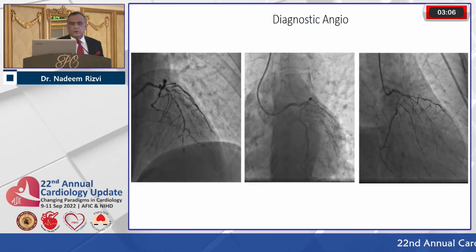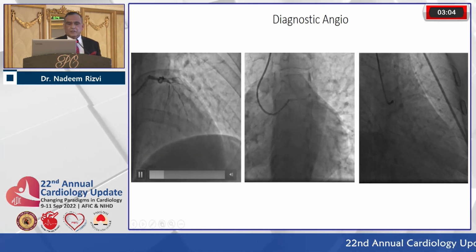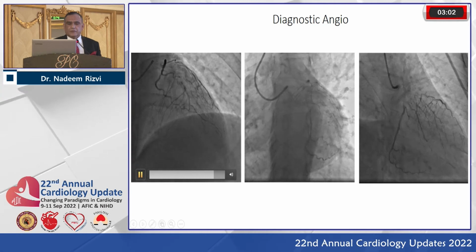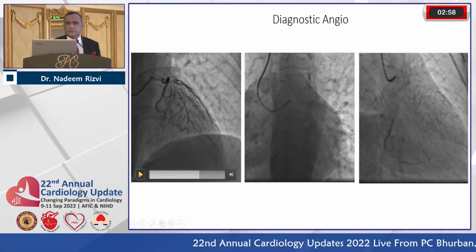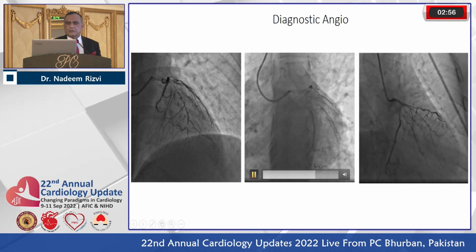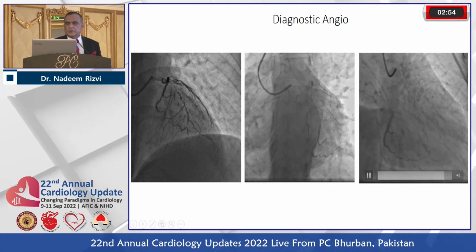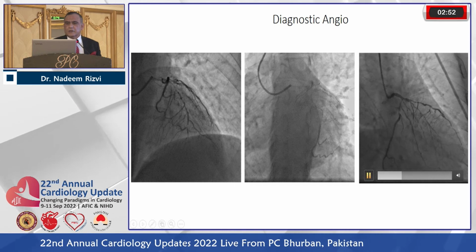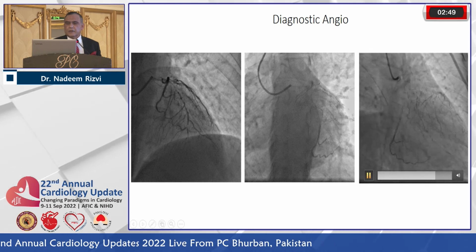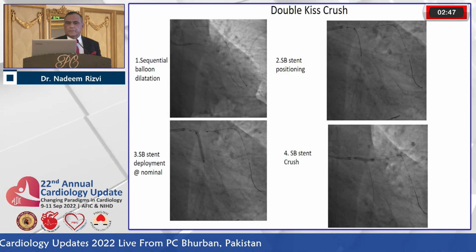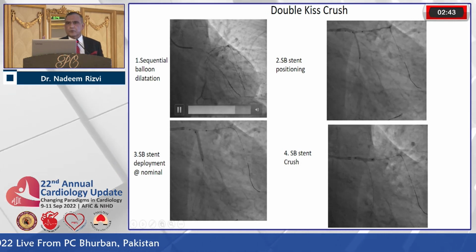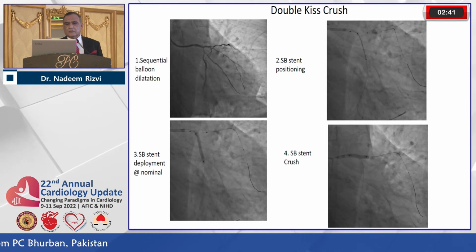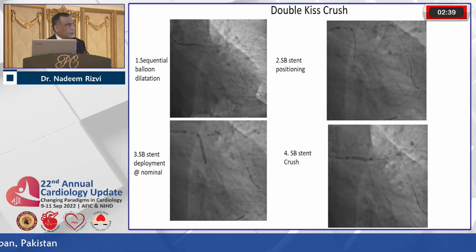Okay, so this is a diagnostic angio of a case that we'll go through. The first thing, this is a left main, clear-cut, simple case, but with some distal LAD disease. And I'm just going to show you the steps that we do in double kiss crush, because I'm not going to discuss Collot and the other data. I'm just going to show you what is important in these things.